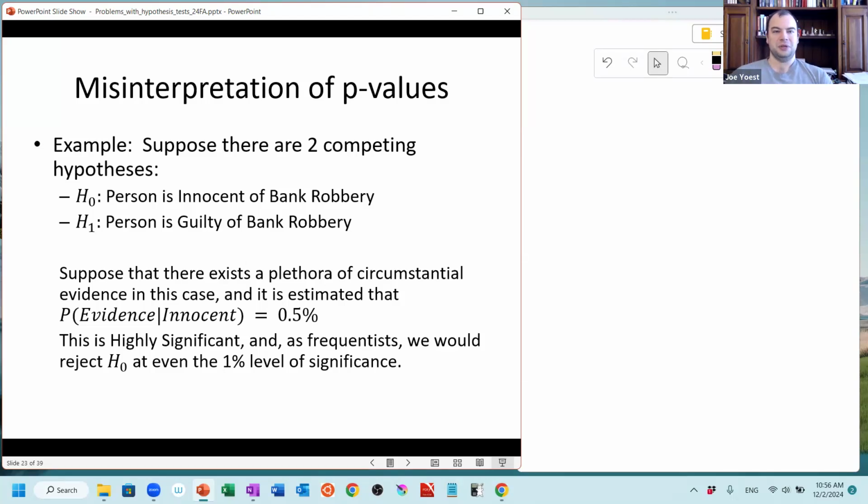So maybe somebody saw the bank robber leaving the bank and they said they're about this height with this hair color. They got in this color car, and this person is that height, has that hair color, owns the same color car. And we estimate that all of that would line up against a random person from the population only at a rate of 0.5%, or 1 in 200. As frequentists, we would say this is highly significant. We reject H0 even at the very high bar of a 1% level of significance.